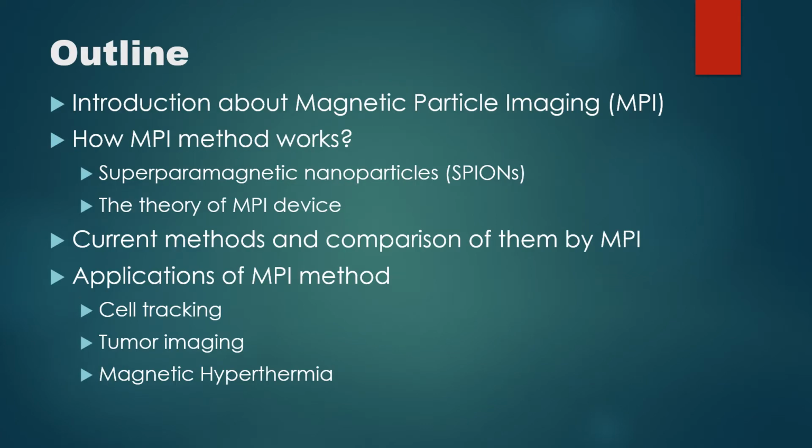And this is the outline. At first I explain about the introduction of magnetic particle imaging, and then I demonstrate how this method works, and I also compare this method with current methods in imaging. And at the end, I mention the applications of MPI methods such as cell tracking, tumor imaging, and magnetic hyperthermia.